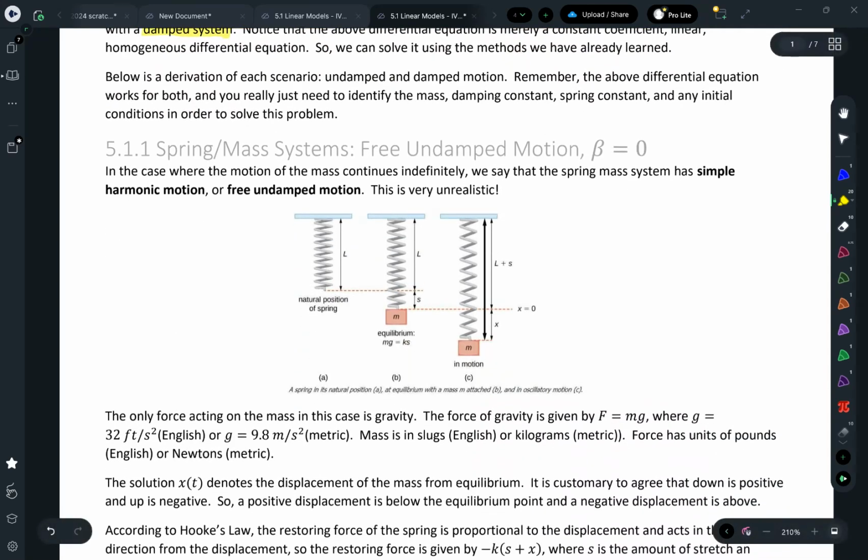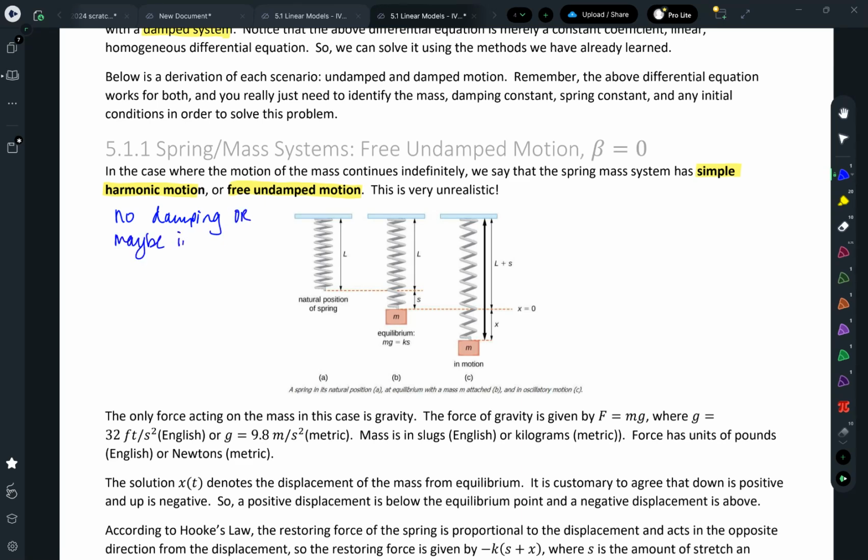Now, in the case where the motion of the mass continues indefinitely, like never stops, almost like it's in a vacuum, we say that we're dealing with simple harmonic motion, also known as free undamped motion. And this just means no damping, or maybe in a vacuum. Okay, it's not a realistic case, but it is a case that we consider.